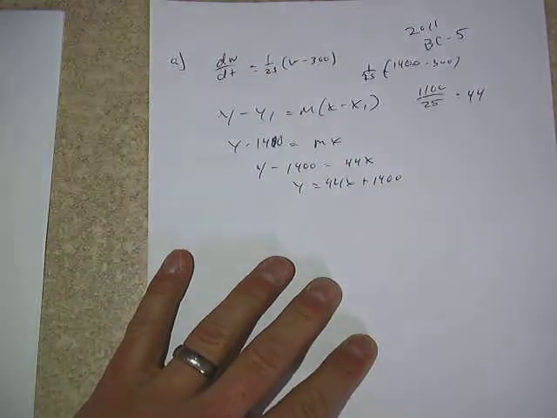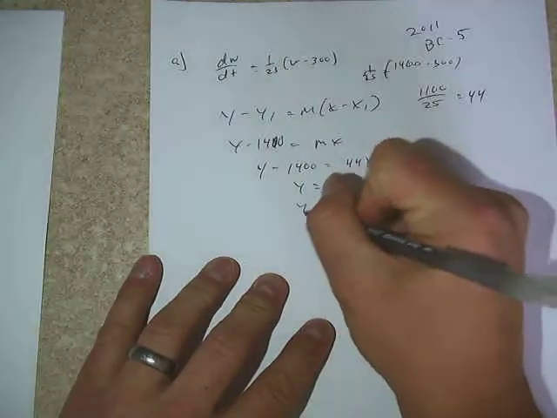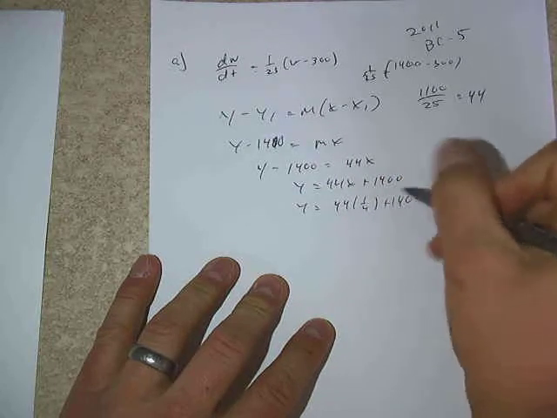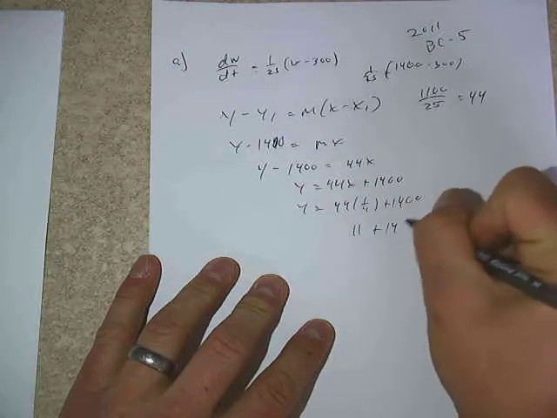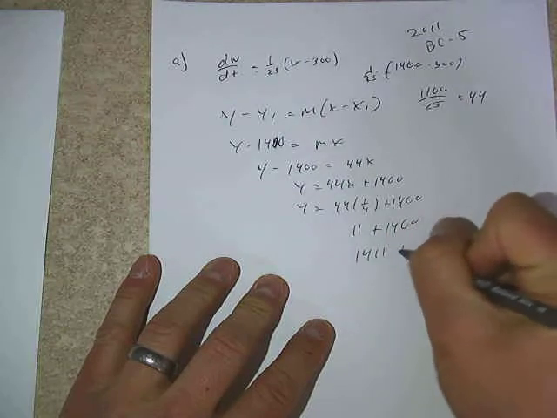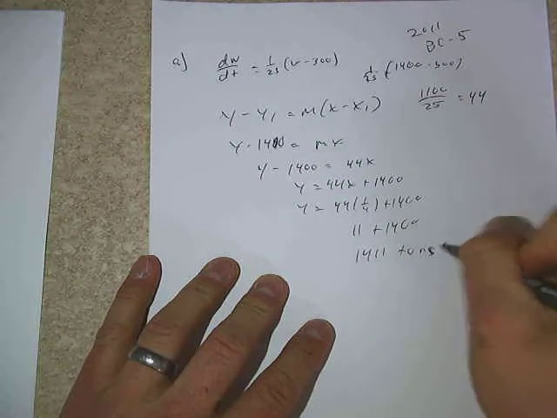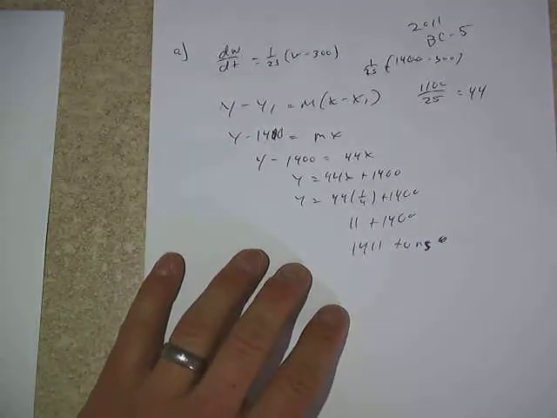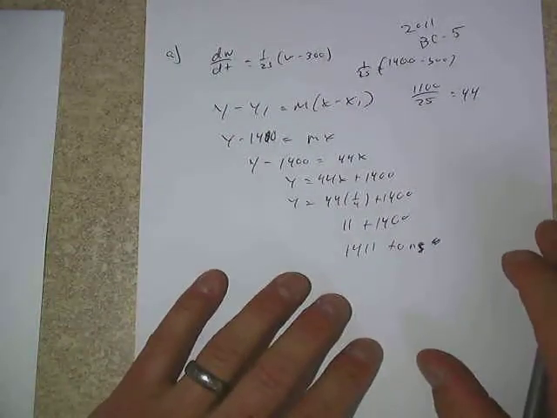And the final part here says how much is in there, using the tangent line, after a quarter of a year. So if we go 44 times a quarter, we get 11 plus 1,400. So ultimately we get 1,411 tons. Spell it right. So 1,411 tons.